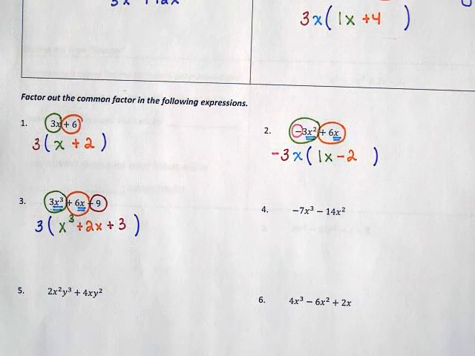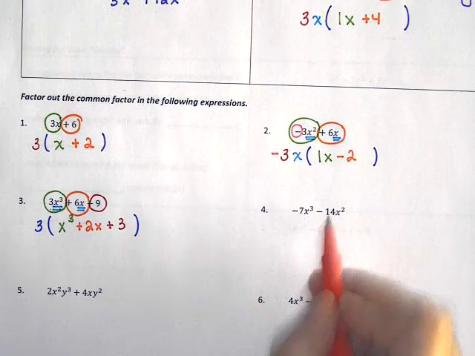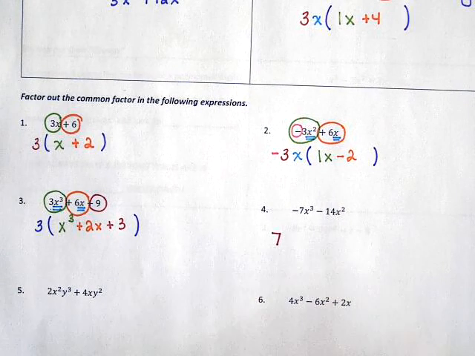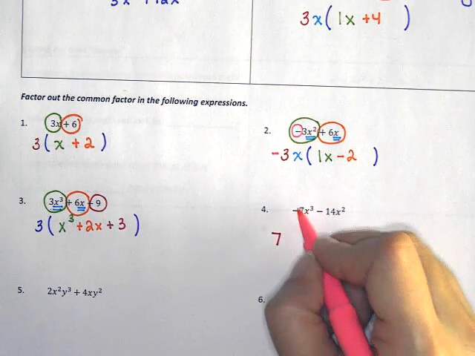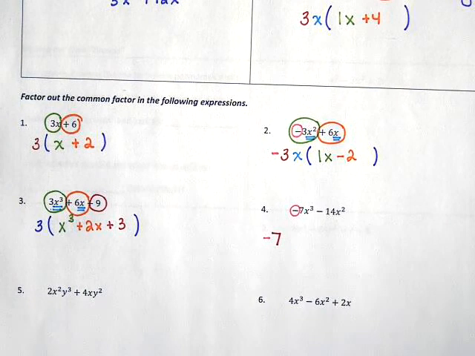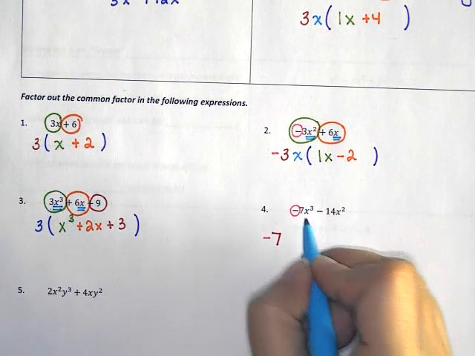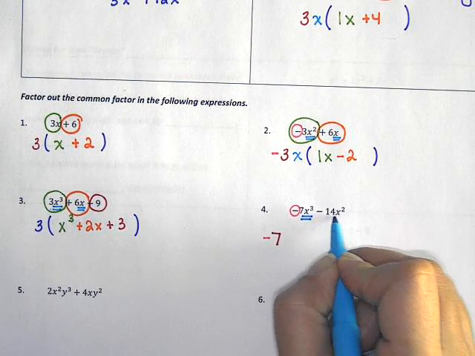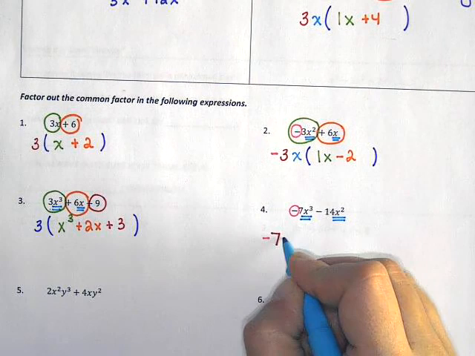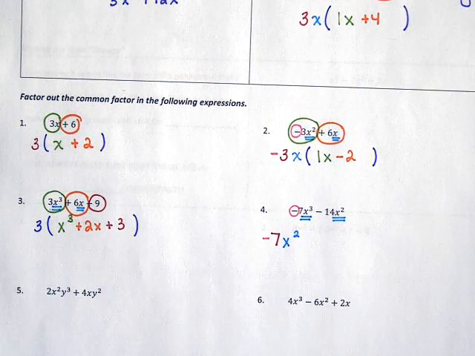For problem number 4, what do they have in common? Well, what number goes into 7 and 14? They're both divisible by 7. And just like before, if our first number is a negative, we're going to put a negative here. Now we're going to look at the x's. So this first guy has 3 copies of x, and the second term has 2 copies of x. So I can actually take out 2 copies of x. They both have at least 2.